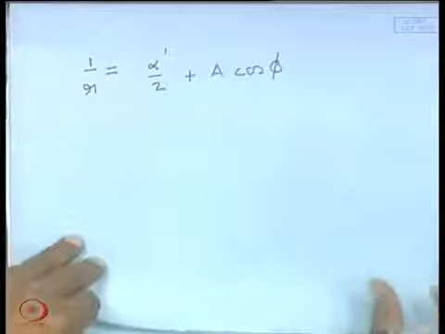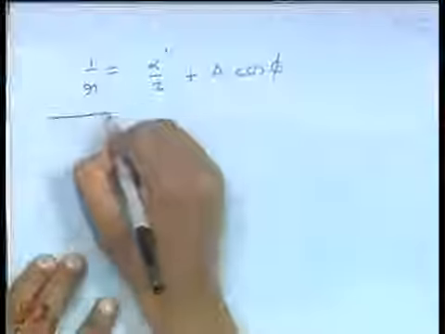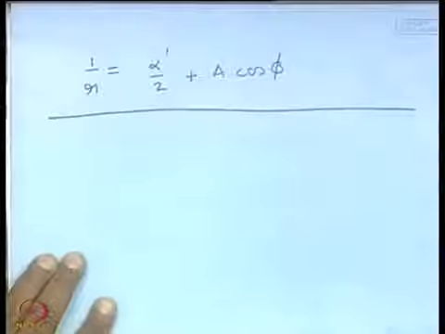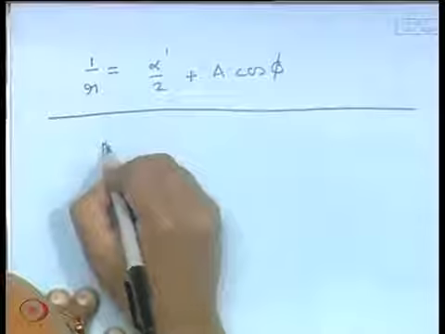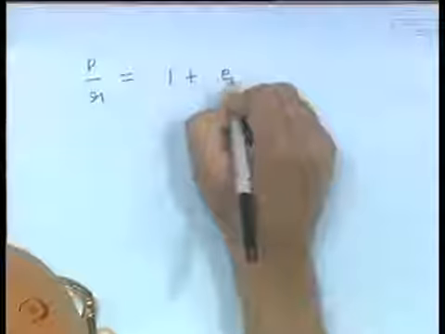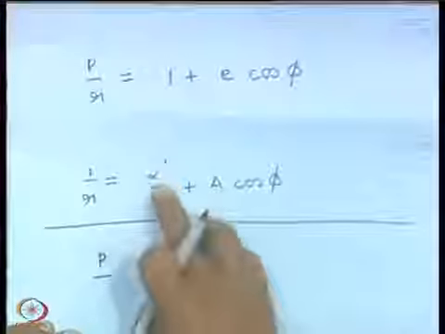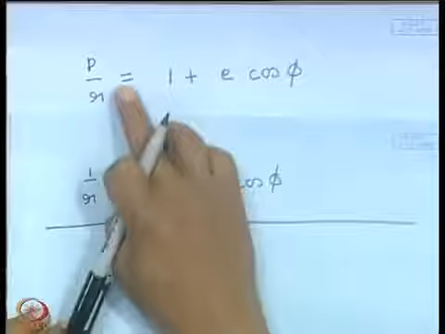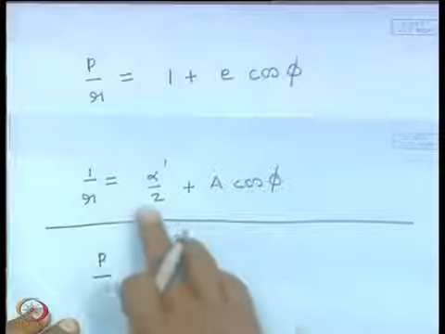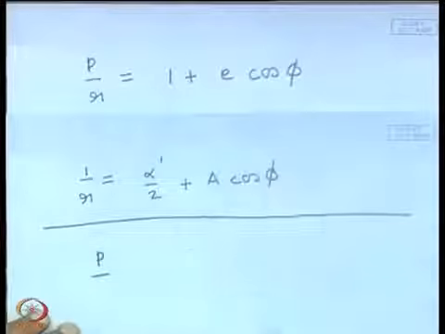It is most convenient to write it in the following way: P by r is equal to 1 plus E cos phi. Okay. So, I have the same thing, I have just taken this factor over here and called it P, and I have taken A and divided it by alpha prime by 2 and called it E.